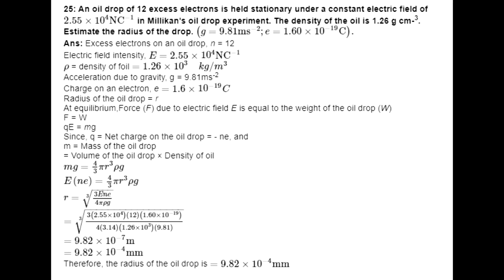To find the radius of the sphere, we need to find the mass of the sphere, and mass is equal to volume into density, where volume is 4/3 πr³ and density is ρ. So from this equation, you get the equation for r, which is the cube root of 3neE upon 4πρg. Putting all the values in the equation, you get the radius of the drop around 9.82 × 10⁻⁴ millimeter.